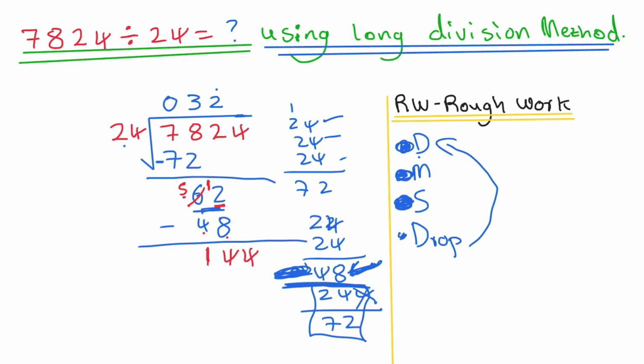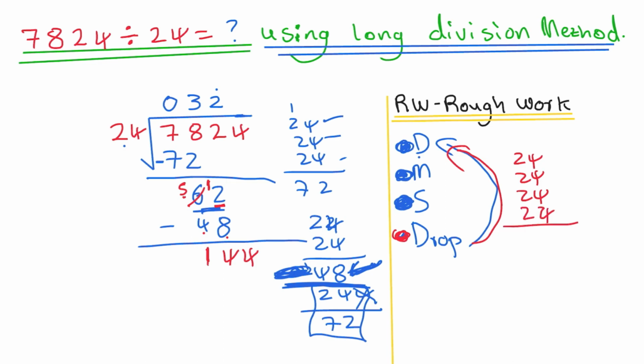So now 144 divided by 24 is what? Remember, after dropping, you go back to dividing, right? So after dropping, you're going to say 24 goes how many times into 144? Let's do it on the side on our rough work. Let's see. You're going to say 24, 24, 24, 24.